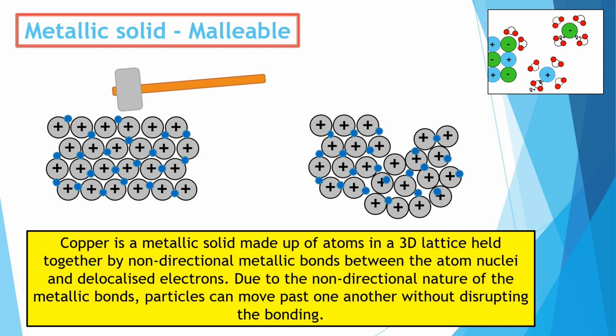Now, the way that we'd explain this is the metallic solid is made up in this 3D lattice held together by non-directional metallic bonds. So what's important is they're non-directional. Now, there are attractions between the nuclei and the delocalized electrons. Because these bonds are non-directional, as the particles are pushed past each other, the bonds will actually diminish and then reform without breaking. Okay, so they can move past each other, they can get less and then increase again, but without breaking as the delocalized electrons and the atoms move.